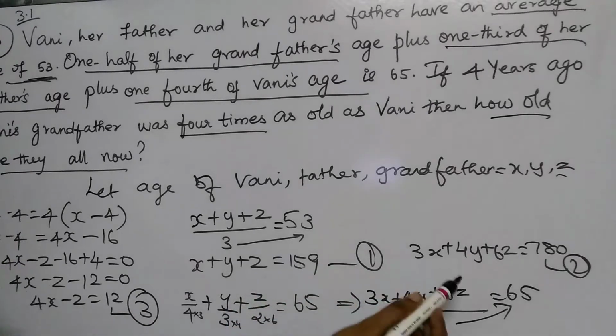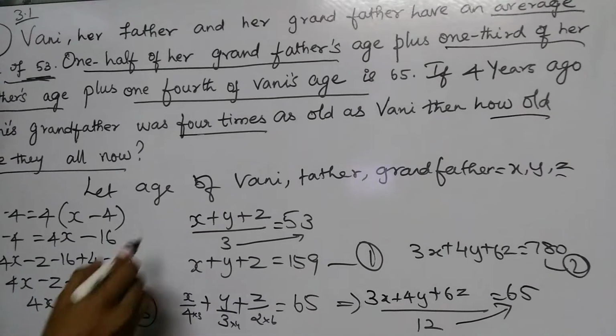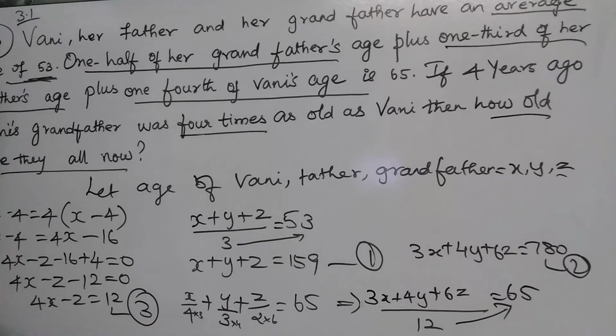So you got first equation, second equation, third equation. From these 3 equations you find x, y, z. That is what your present age is. That is the question. What is the present age? We have taken it as x, y, z. That is what you are going to find now. Okay.